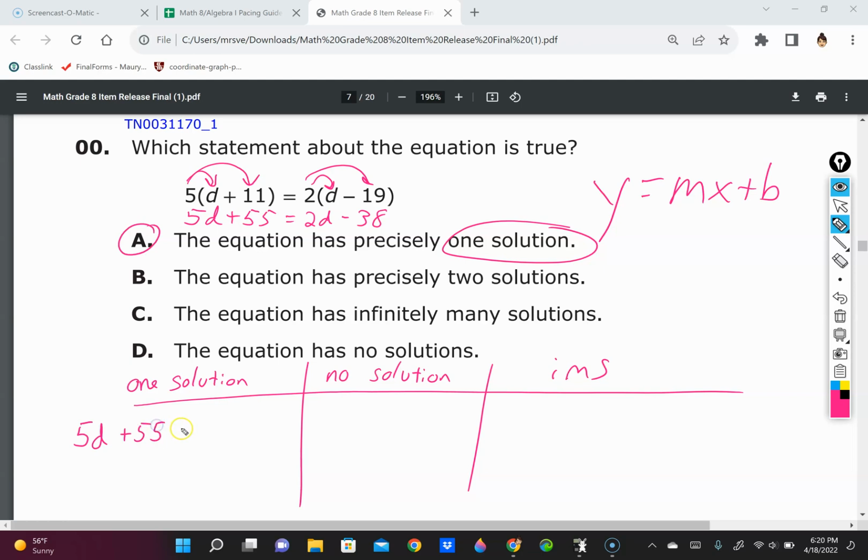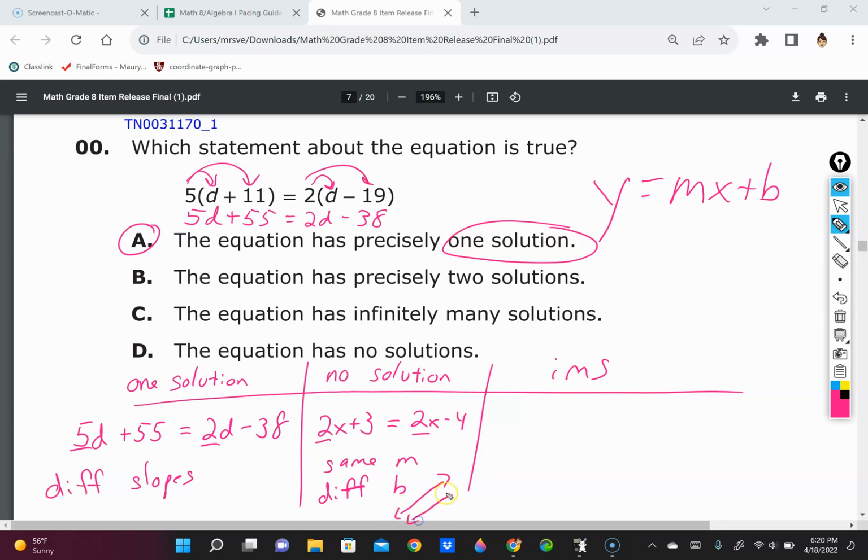If I look at my coefficients, the numbers that are in front of d, those numbers are different. So I would say it's one solution because you have different slopes. No solution would have an example of maybe 2x plus 3 equals 2x minus 4. You've got the same slopes, the 2 and the 2, but you have different y-intercepts. Same slopes, different y-intercepts. When you graph this, you'll see two parallel lines that'll never cross.